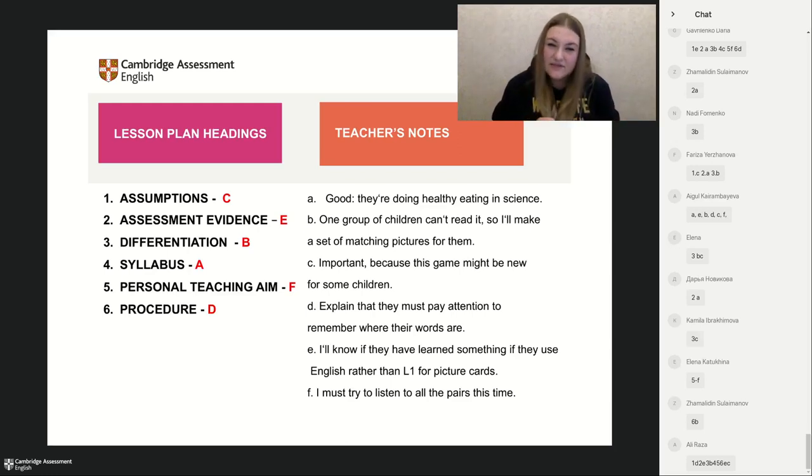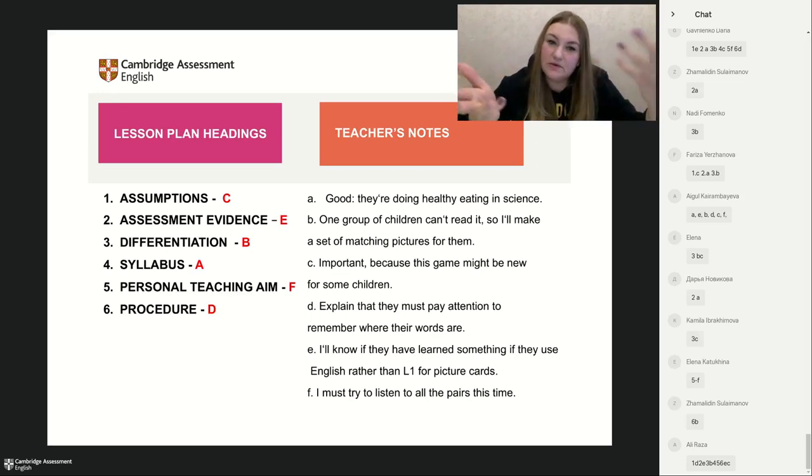Yeah, assessment evidence. So this is a nice example. I'll know if they have learned something if they use English rather than language one for picture cards. So that's a kind of assessment. So the teacher will analyze while they're doing this activity. Differentiation, that's a very clear example. One group of children can't read it, so I'll make a set of matching pictures for them.